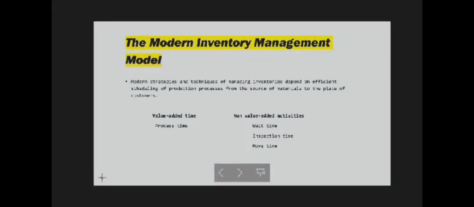The modern inventory management model. Modern strategies or techniques of managing inventories depend on efficient scheduling of the production process from the source of materials to the place of customers. So the new strategy in inventory management depends on the processing of production until it reaches the customers.